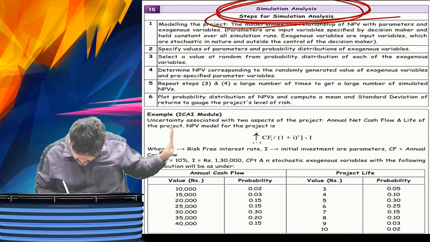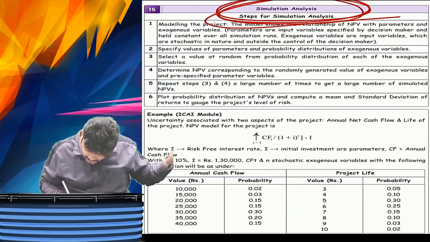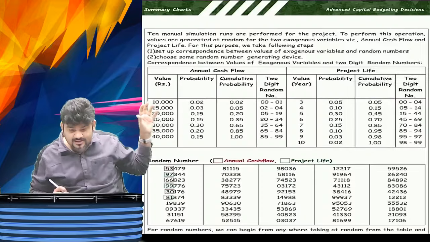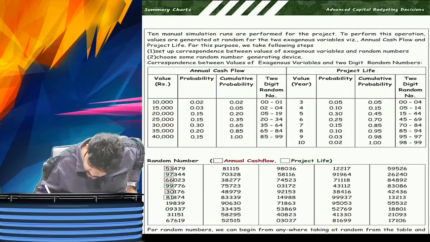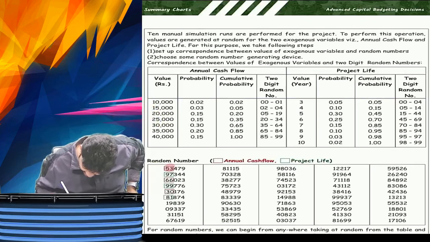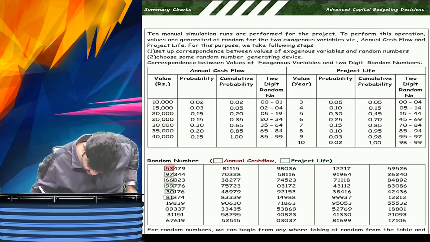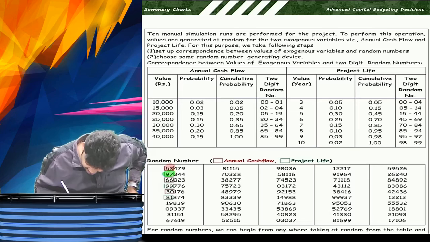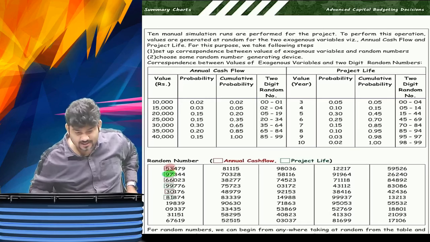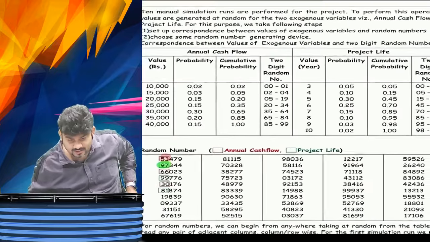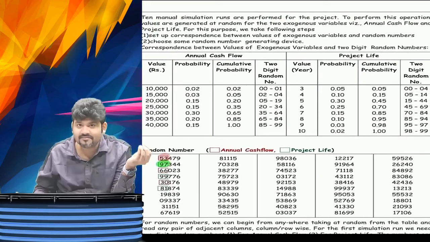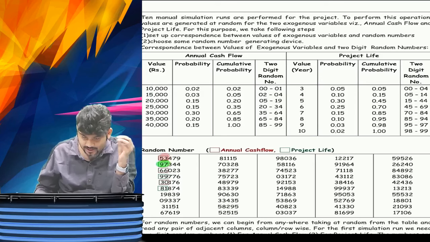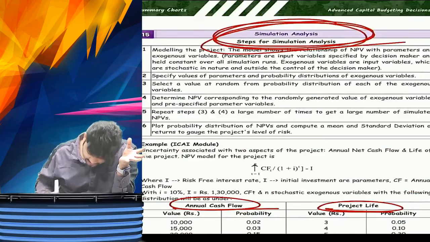Now they will give you annual cash flows and they will give you the project life. For this, they have also given certain random numbers. See here, annual cash flows is represented by red and the project life is represented by green. Annual cash flow, red; project life, green. Now, tell me, how will it work? I'll teach you.